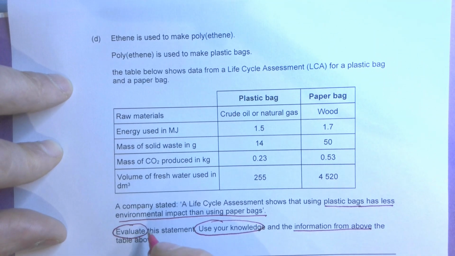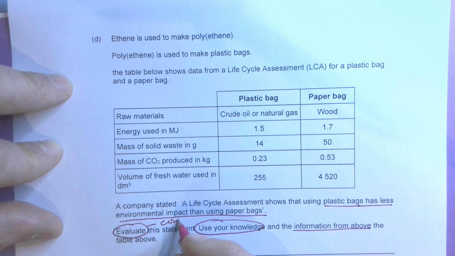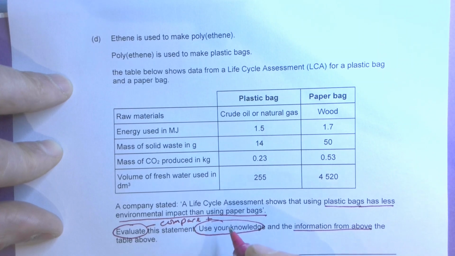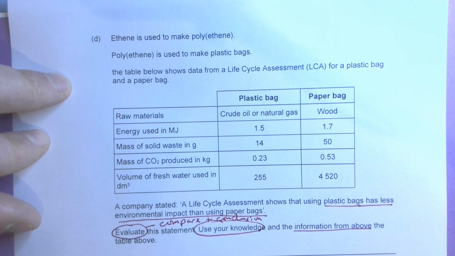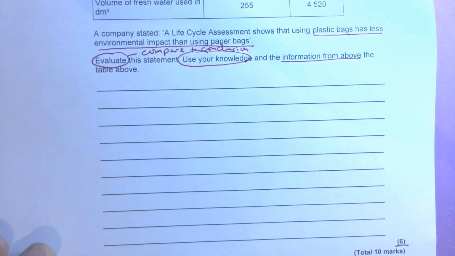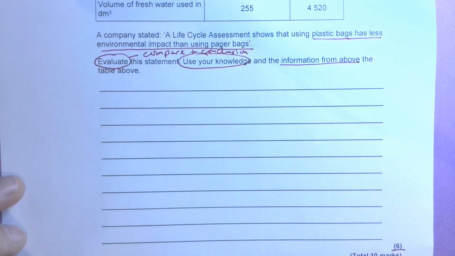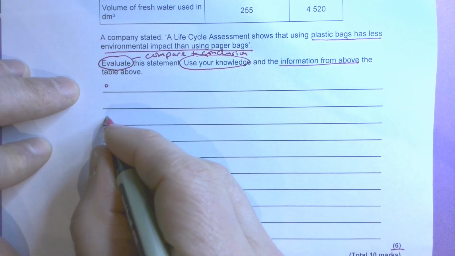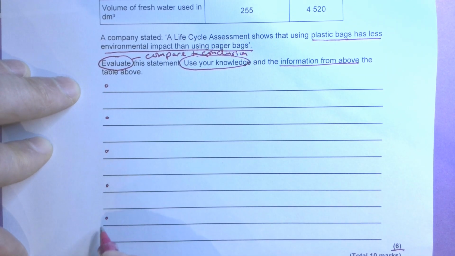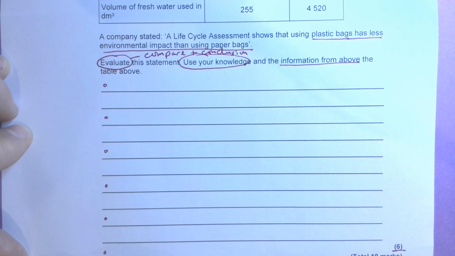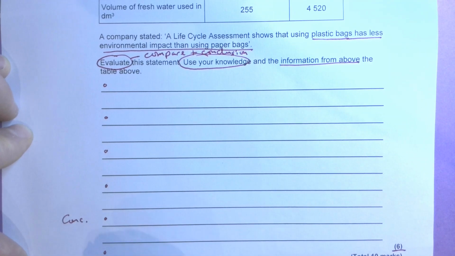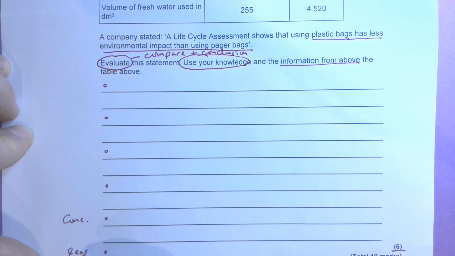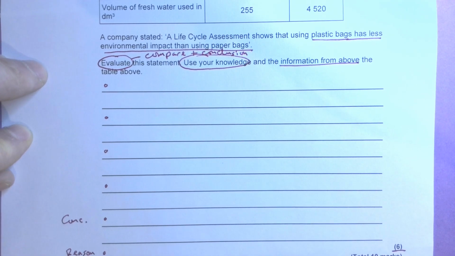Well, an evaluate is like a compare plus a conclusion. Okay, so when we look at an evaluate question, it's a comparison plus a conclusion. It's worth 6 marks, this question. So in terms of the 6 marks, we're going to have 1, 2, 3, 4, 5, 6, and I know that my last one is going to be conclusion with reason. So I'm looking for 4 comparisons in total.